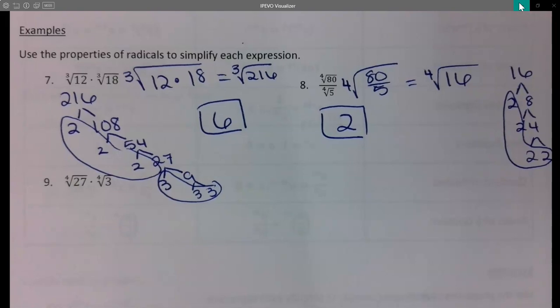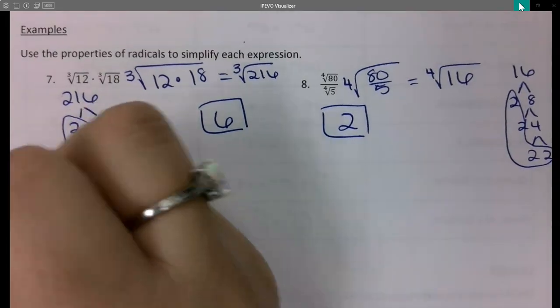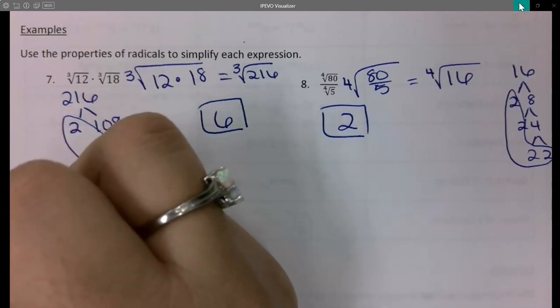Okay. Number 9, I want to multiply my inside numbers here. So I want to do 27 times 3.